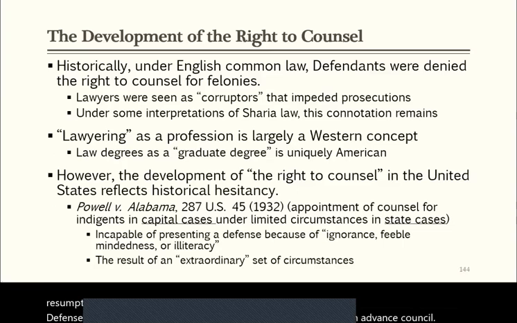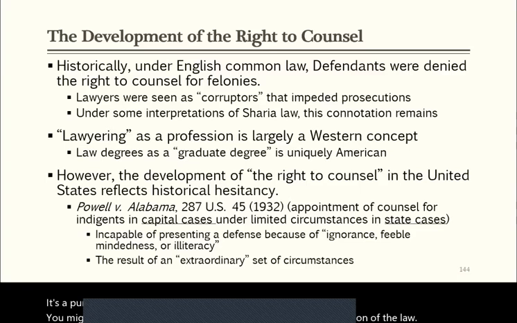Now, under some interpretations of Sharia law, this connotation remains the same. So if you're in a jurisdiction that practices Sharia law, you may not get a lawyer, because if we do the translation from Arabic to English, the term corrupter comes back into play. So it depends on the situation, the circumstances, but generally speaking, if it's a pure Sharia law jurisdiction, which there is none, you might not get counsel, just depending on the court's interpretation of the law.